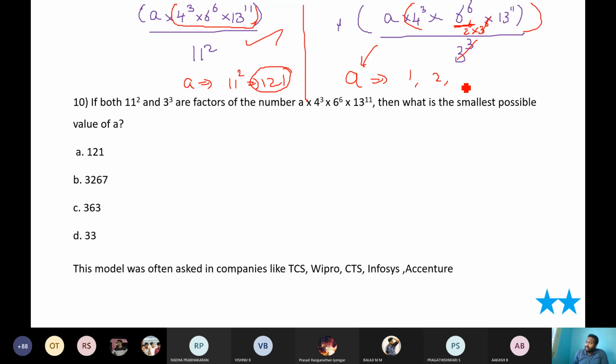It could be 1, 2, 3, 4 or any number. But here I have a condition. It should be a minimum of 121. So my answer is that the smallest possibility is 121. Clear with this question, everyone? Are you guys clear, everyone?